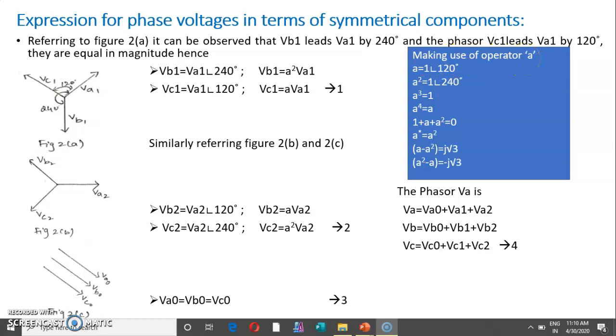We are defining a parameter a. You can also refer to it by any symbol, sometimes we refer to it as alpha. The operator a has magnitude 1 with an angle of 120 degrees, that is, a is equal to 1 angle 120. a squared, that is a into a, is equal to 1 angle 240. Why is it 1 angle 240? Because in a into a, the magnitudes 1 into 1 are the same, and the angles add: 120 plus 120 is 240. Similarly we continue: a squared into a, that is a cubed, and a squared is 1 angle 240.